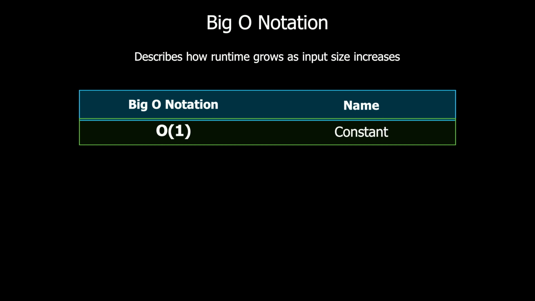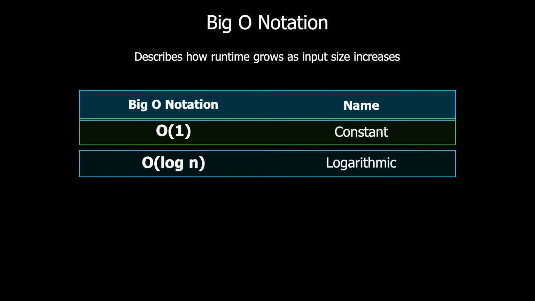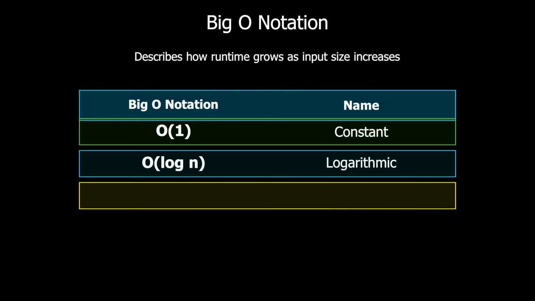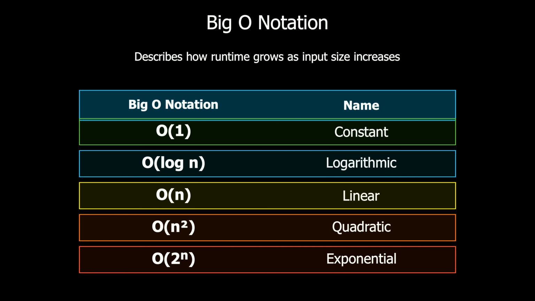O of 1 is constant time. It always takes the same amount of time, no matter how large the input. O of log n is logarithmic, very efficient, like binary search. O of n is linear. The time grows directly proportional to the input size. O of n squared is quadratic. Time grows with the square of the input, getting slow quickly. O of 2 to the n is exponential. This gets very slow, very quickly. These are the building blocks for analyzing algorithms.